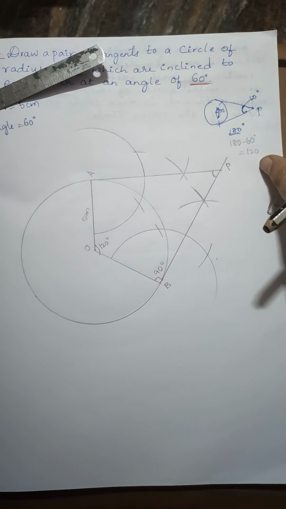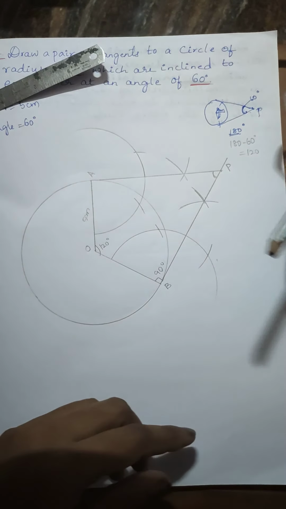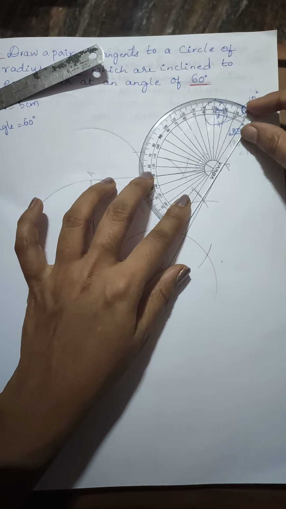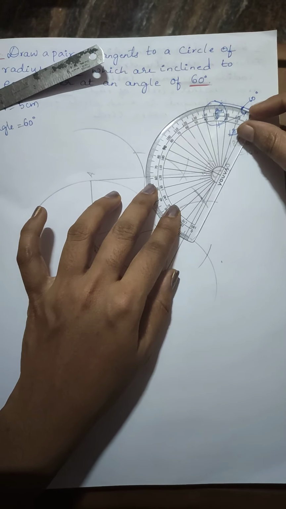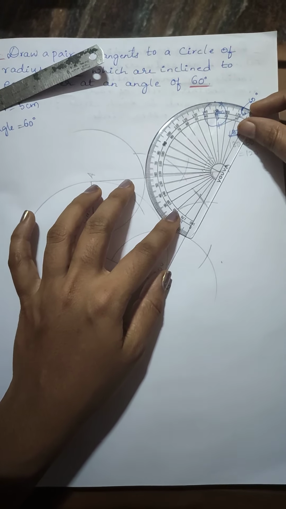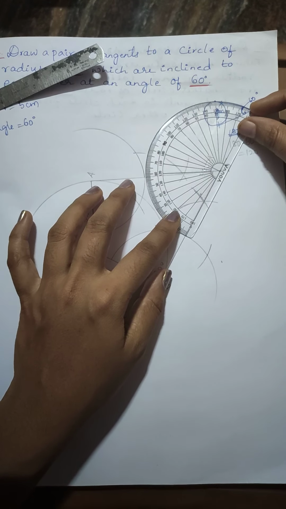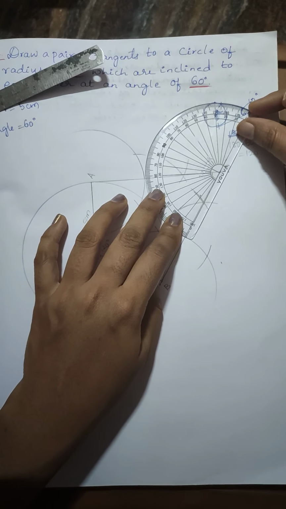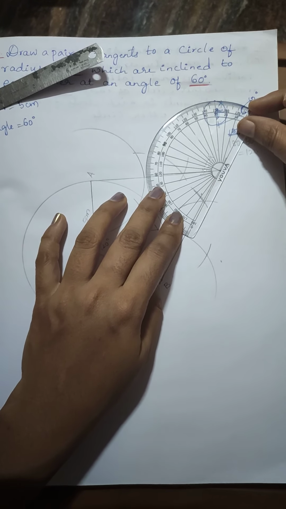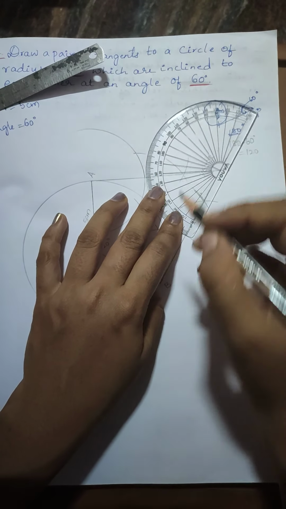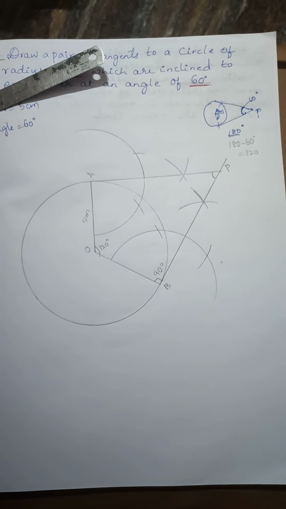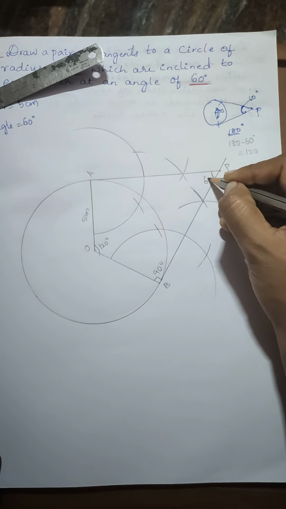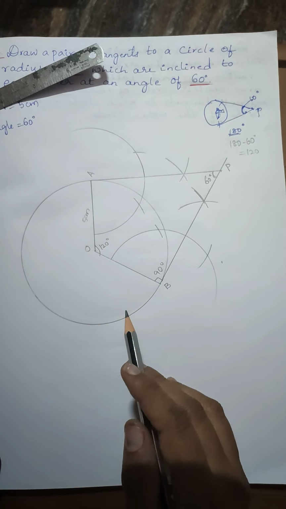If you check this angle, it will be exactly 60 degree. Look here. If you check this angle, it is exactly 60 degree. So observe how to construct this when the inclined angle is given.